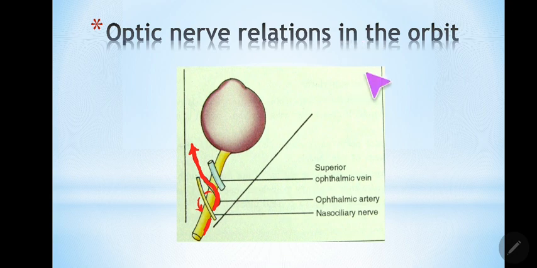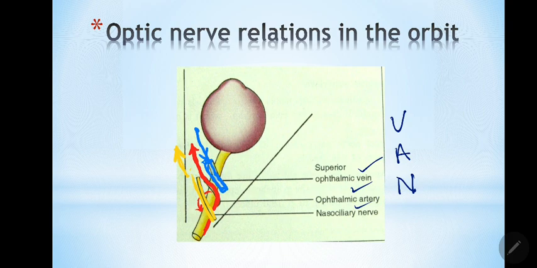Then from lateral to medial, right? And then you will see that what I am trying to draw here is this nerve. This nerve is also having this course from lateral to medial. This nerve is nasociliary nerve, right? And there is a vein running here, and the course of the vein will be from medial to lateral, right? So it will be easier for you to remember now. The formula is VAN. The structures in superior relation to the optic nerve from anterior to posterior are VAN: superior ophthalmic vein, then ophthalmic artery, and then nasociliary nerve, right?